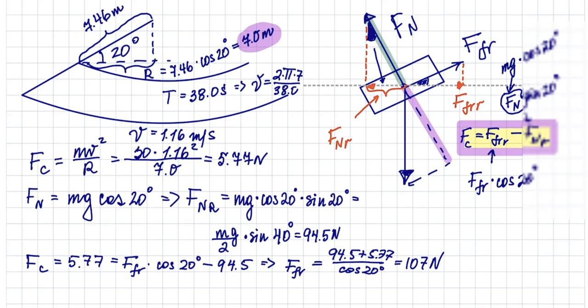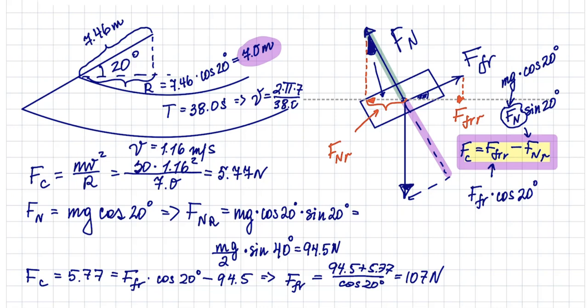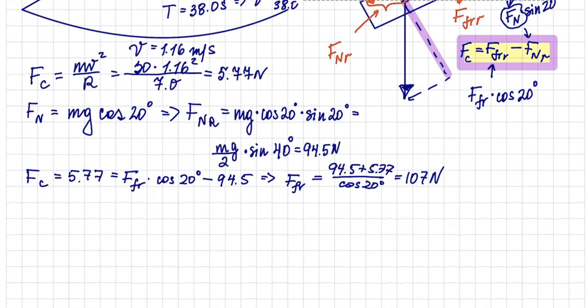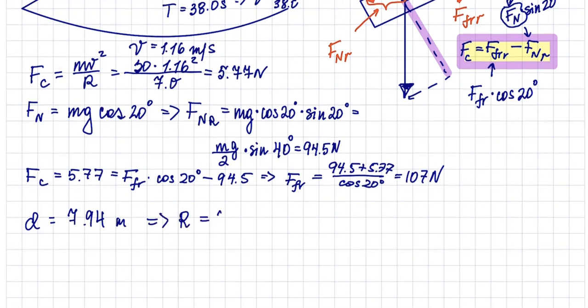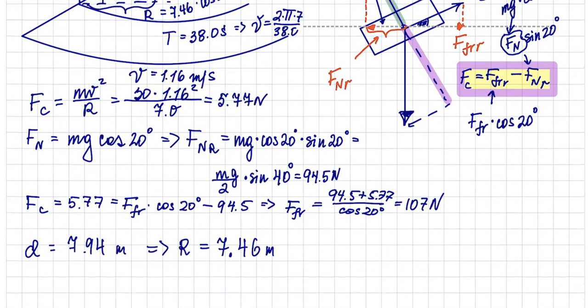Now, the second part about this problem is when they start rotating the carousel faster, the suitcase slides down. They've worded it as gets bumped to a different radius, that is a different distance technically. The distance now becomes 7.94, and the funny part is if you find the new radius, so if distance is 7.94 meters, then radius is now 7.46 meters, kind of like what it was before. This 7.46 was the distance before. Anyway, so that's your new radius.